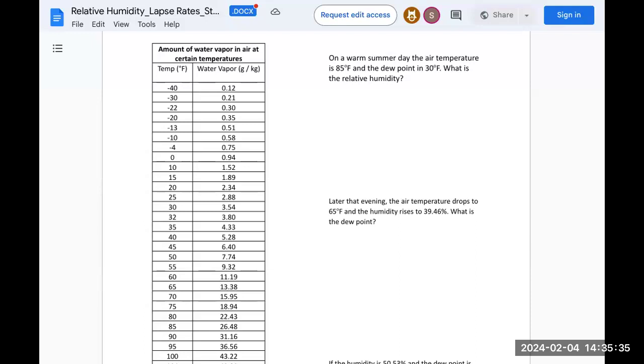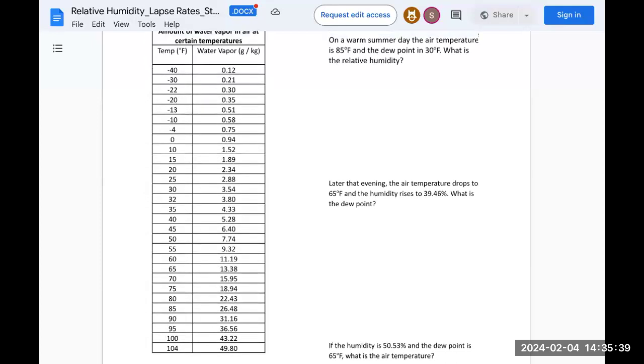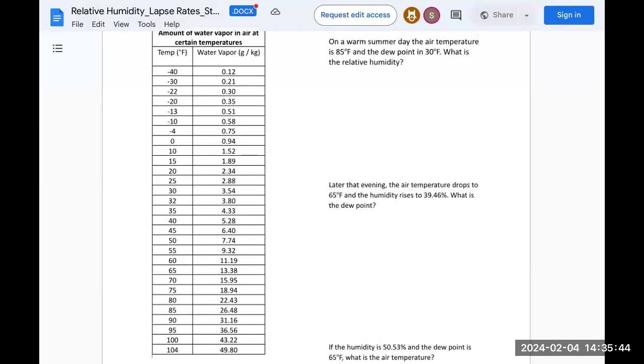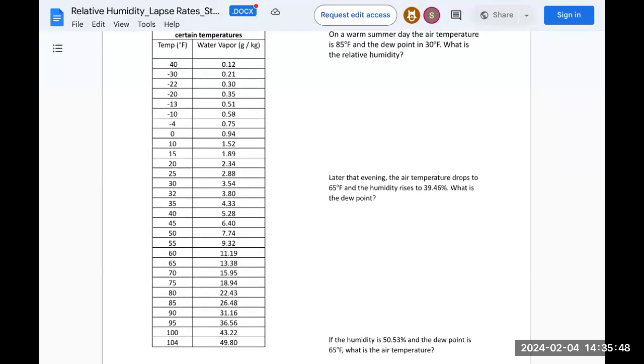So when you open up your lab, the first set is your relative humidity calculations, and you have a nice little table in Fahrenheit. We're actually going to do both Fahrenheit and Celsius since we learned how to go from one to the other last week. So we get a question like this. On a warm summer day, the air temperature is 85 degrees and the dew point is 30 degrees Fahrenheit. What is the relative humidity?